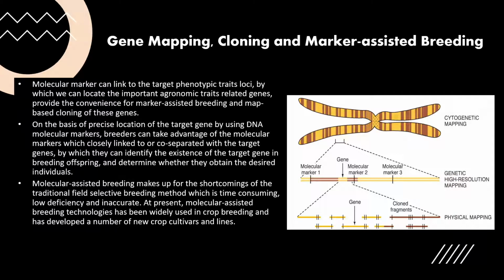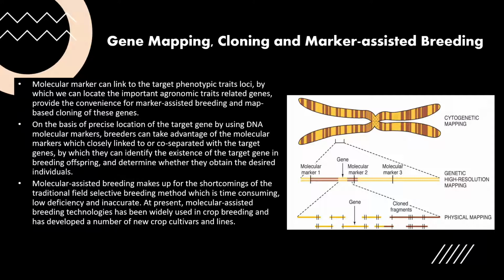Gene mapping, cloning, and marker assisted breeding. Molecular markers can link to the target phenotypic trait loci, by which we can locate the important agronomic trait related genes and provide convenience for marker assisted breeding and map based cloning of these genes.